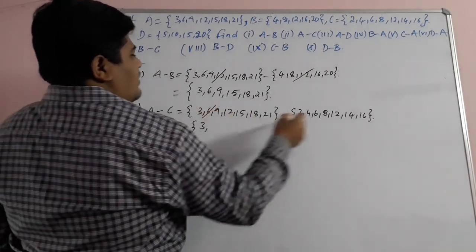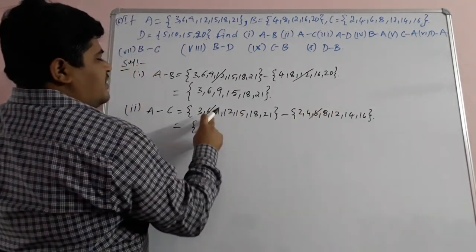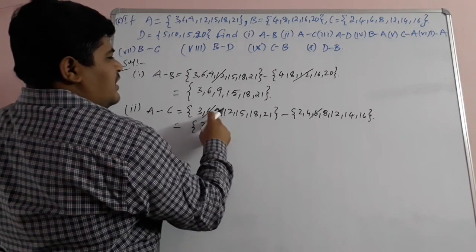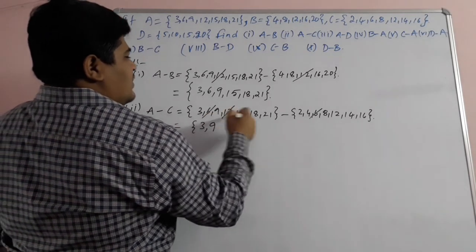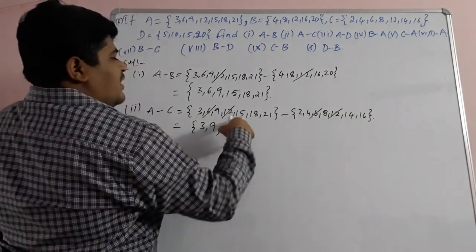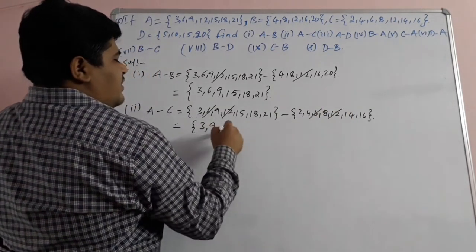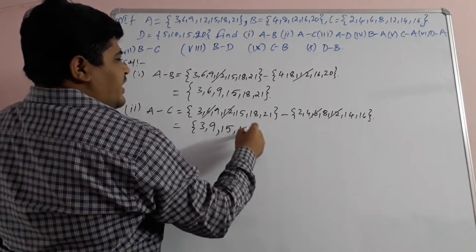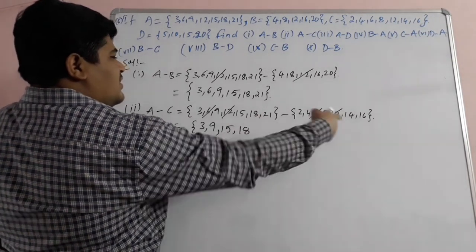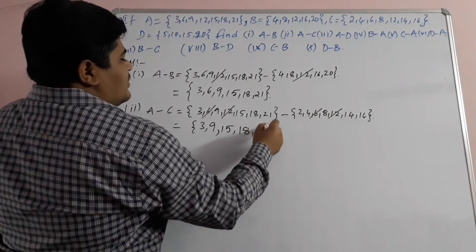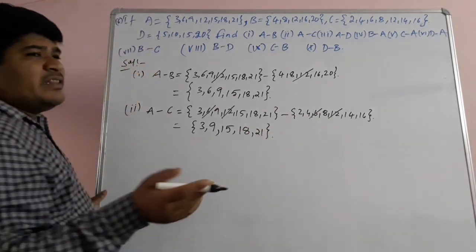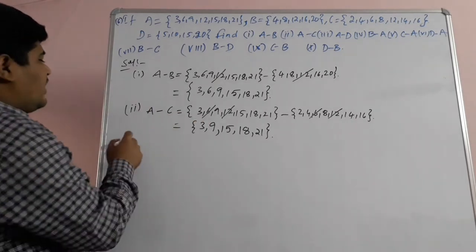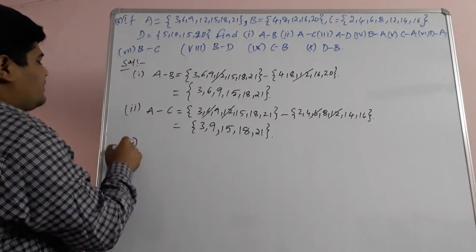6 is there in the first and second set, you should not take 6. 9 is there in the first set only, so you can take 9. 12 is there in the first set and second set, you should not take 12. 15 is there in the first set and not in the second set, you can take 15. 18 is there in the first set and not in the second set, you can take 18. 21 is there in the first set and not in the second set, so you can take 21. Children, A minus C means the element should be there only in A, not in C. Okay, now let's see the third problem, children.